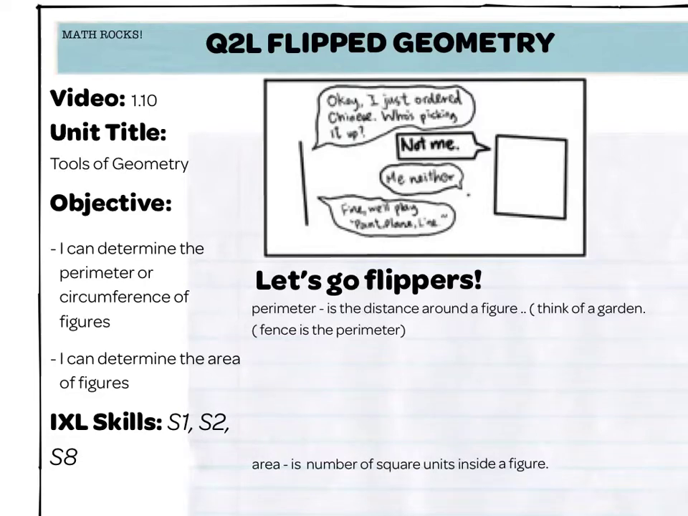Hello students, today is video 1.10 and your objectives are: I can determine the perimeter and circumference of figures, and I can determine the area of figures as well.